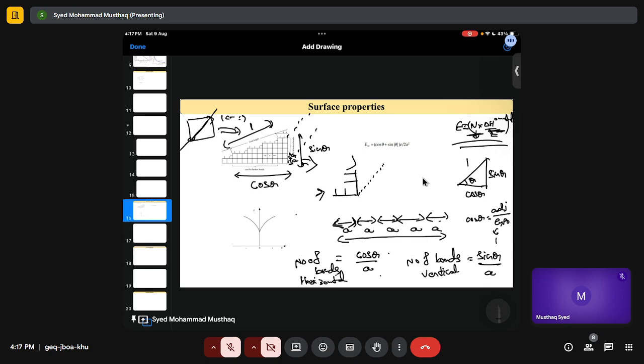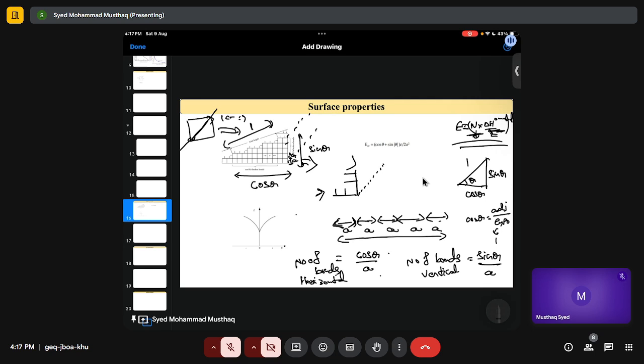Now, to continue with this, we had to calculate the n value. The n value is the number of bonds being broken. For that, we resolved this unit length into cos theta and sin theta. If each bond length is a, then the number of bonds will be cos theta by a.